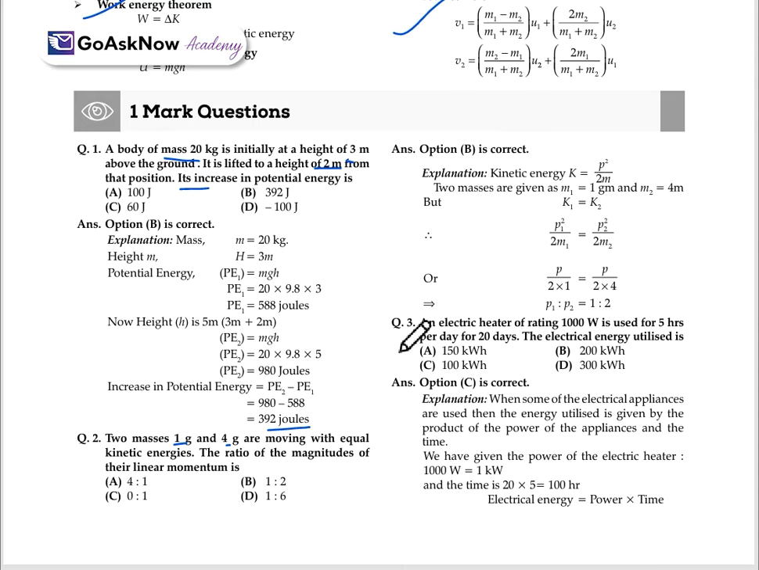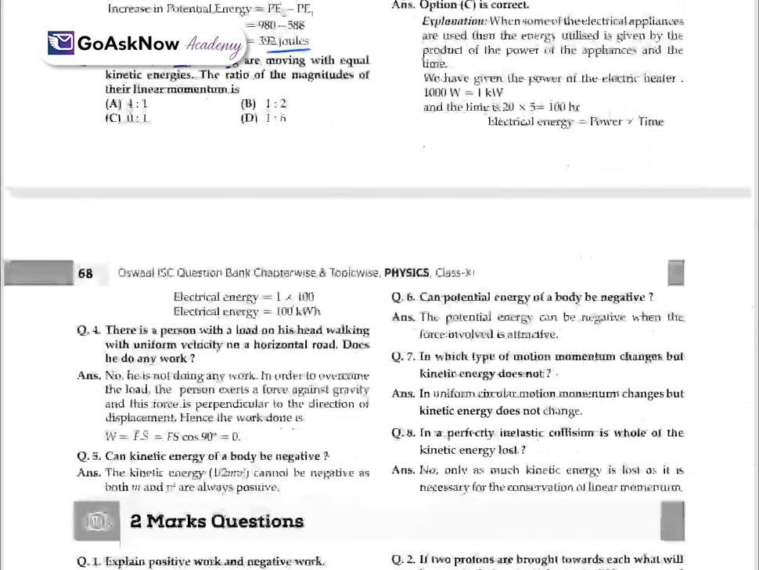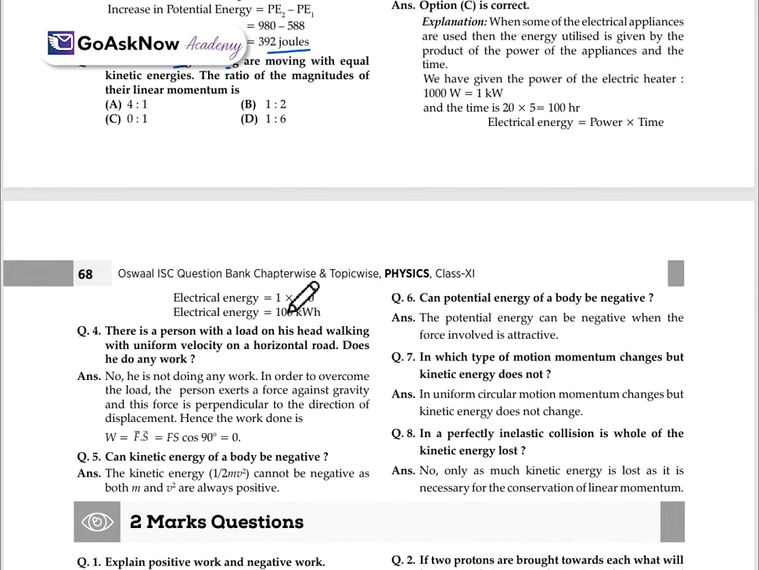Now, an electric heater rated 1000 watt is used for 5 hours per day for 20 days. The electrical energy utilized is? When electrical appliances are used, the energy utilized is given by the product of the power of the appliance and the time. We know 1000 watt is equal to 1 kilowatt. The time is 20 days, so 20 into 5 hours, which equals 100 hours. Electrical energy is equal to power into time, so 1 into 100.